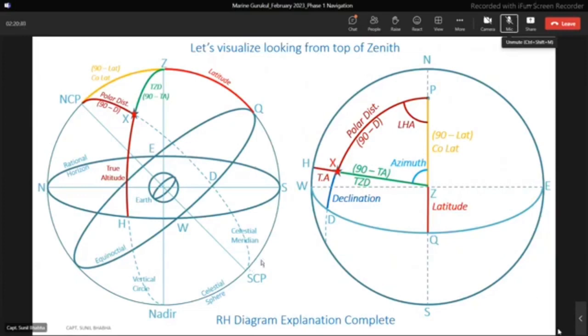Understood, beta, clear? Yes, sir. Very good. Excellent. Now this topic is complete. If you have understood this much, then the rational horizon. Slowly we will cover the small remaining things and keep doing these questions. Now beta, tell me, we now have two options.